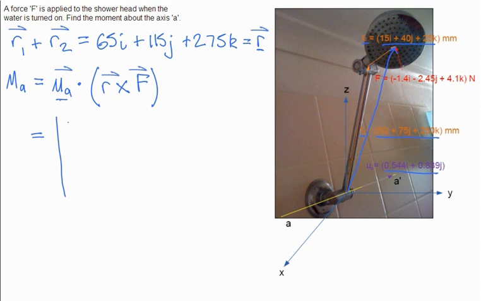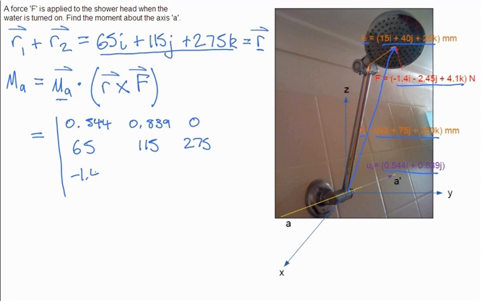Therefore, along the top we have 0.544, 0.839, and 0. We then have the R vector in the second row, 65, 115, and 275. And lastly, we have the force vector, minus 1.4, minus 2.45, and 4.1.